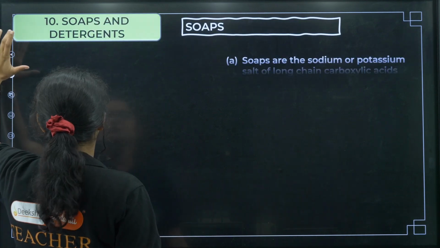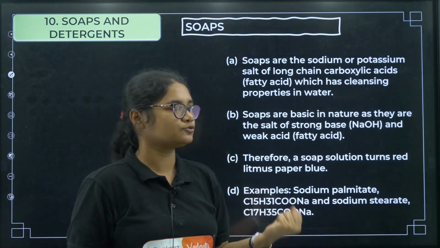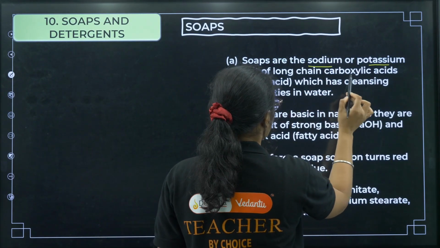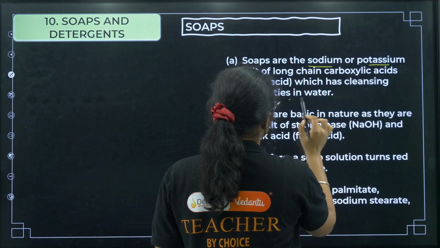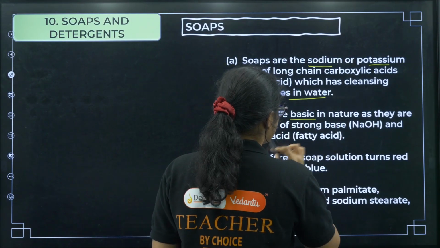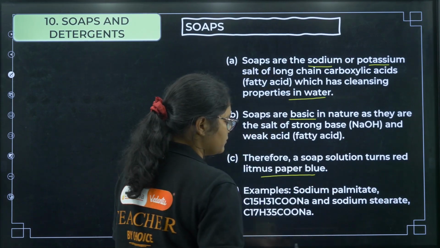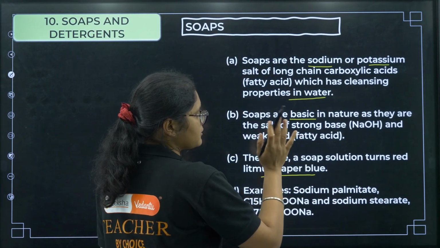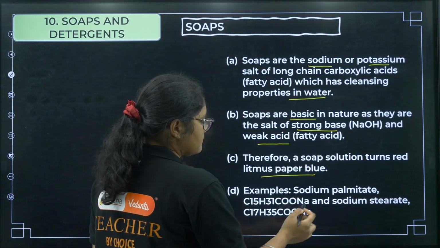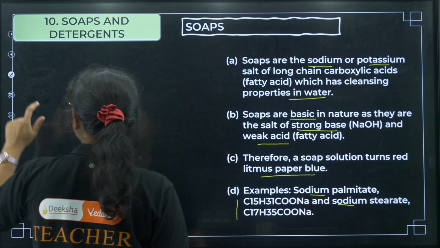Now coming to the most important and last topic, soaps and detergents. What are soaps generally? Soaps are the sodium or potassium salts of long chain carboxylic acids which are used for cleansing purposes. Soaps are basic in nature, so they turn red litmus paper blue. Why are they basic? Because they are made from a strong base and a weak acid. Examples are sodium palmitate and sodium stearate.